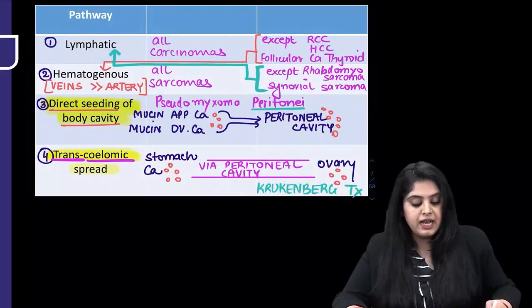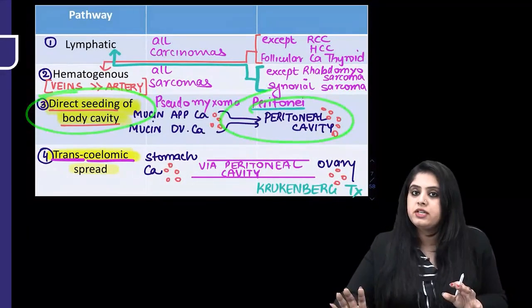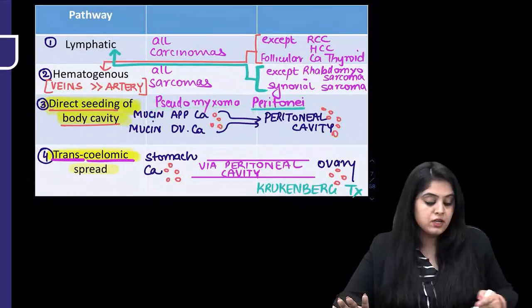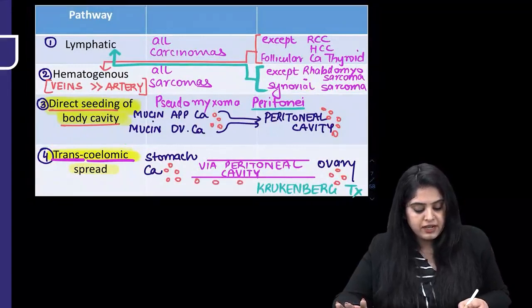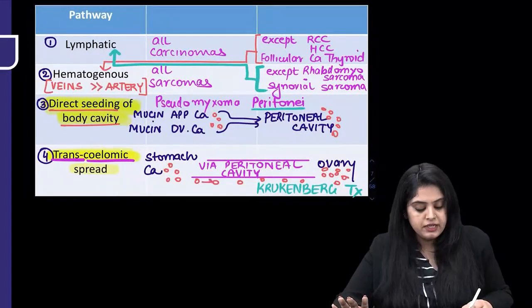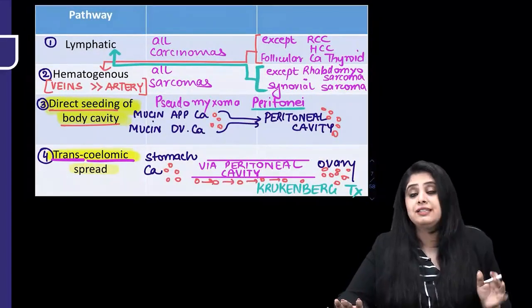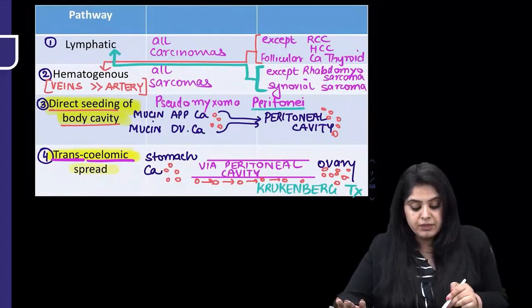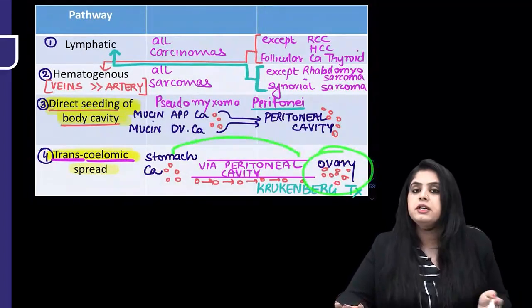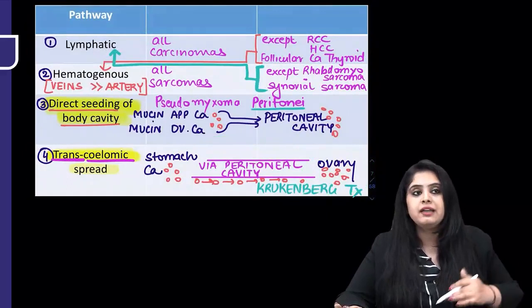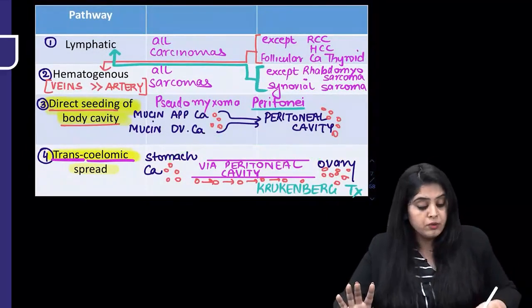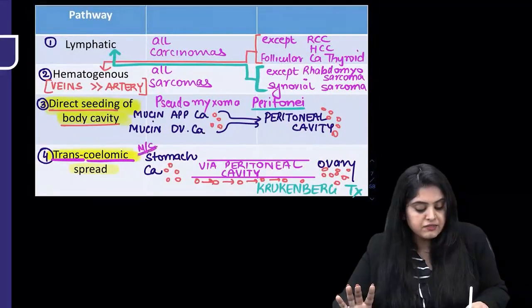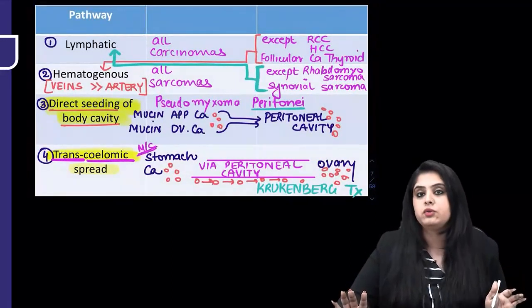So repeating once again, either the cancer cells will go and sit in the body cavity, example pseudomyxoma peritonei, or the cancer cells will travel through the body cavity and ultimately go and sit where? They will ultimately go and sit in the ovary. So they are just using it for travel, and that is a Krukenberg tumor. Anything coming to the ovary, be it stomach cancer, colon cancer, breast cancer, pancreatic cancer, any cancer coming to the ovary is going to be Krukenberg tumor, but the most common is stomach, and that is why I gave you the example of stomach cancer for Krukenberg tumor.